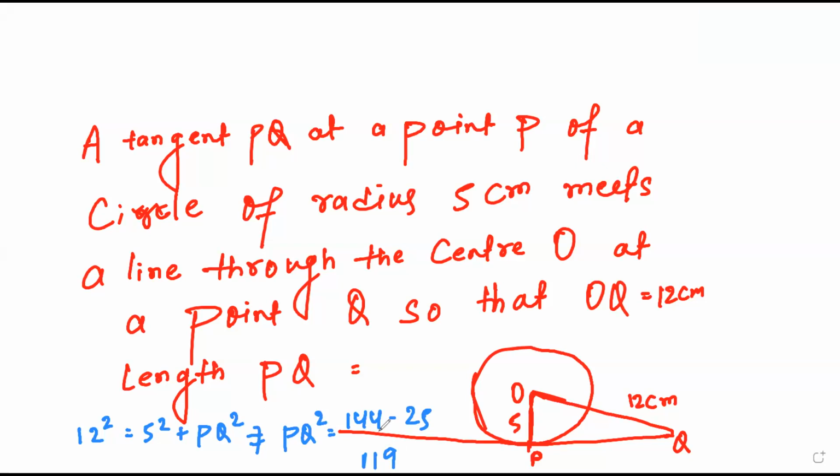So this is how we will use the theorem. If we did not know that this is a right angle triangle, then how would we apply the Pythagoras theorem? Because Pythagoras theorem is applicable only for a right angle triangle, that we know already. Okay, let's do the next one.